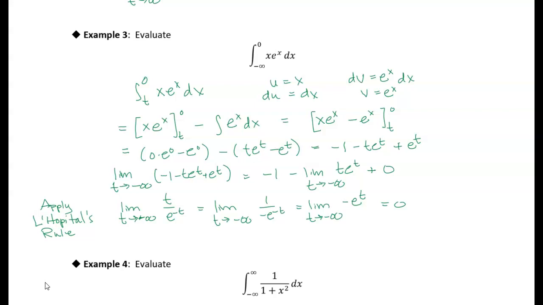So all we have left is that first term, which is minus 1. That's telling me that this integral from minus infinity to 0 of x e to the x dx is equal to minus 1. Oops, minus 1. Okay, so that's my final answer. That integral is just minus 1.